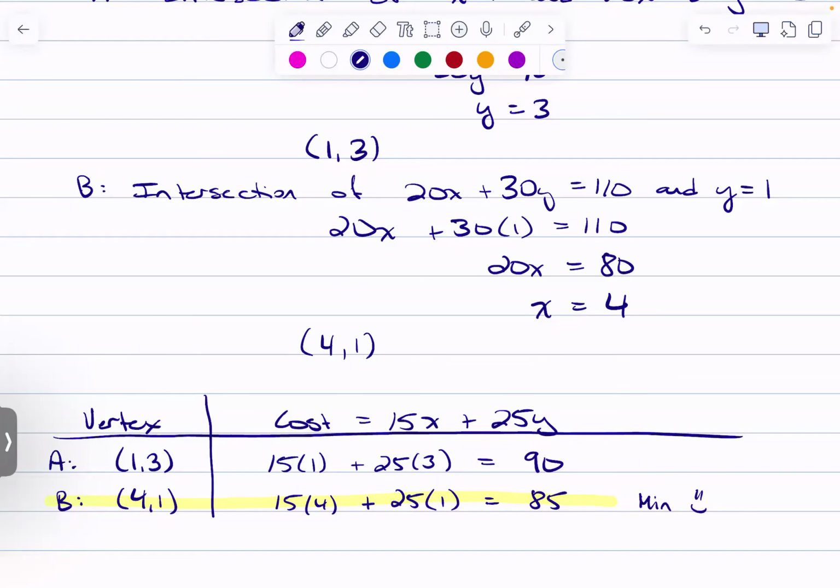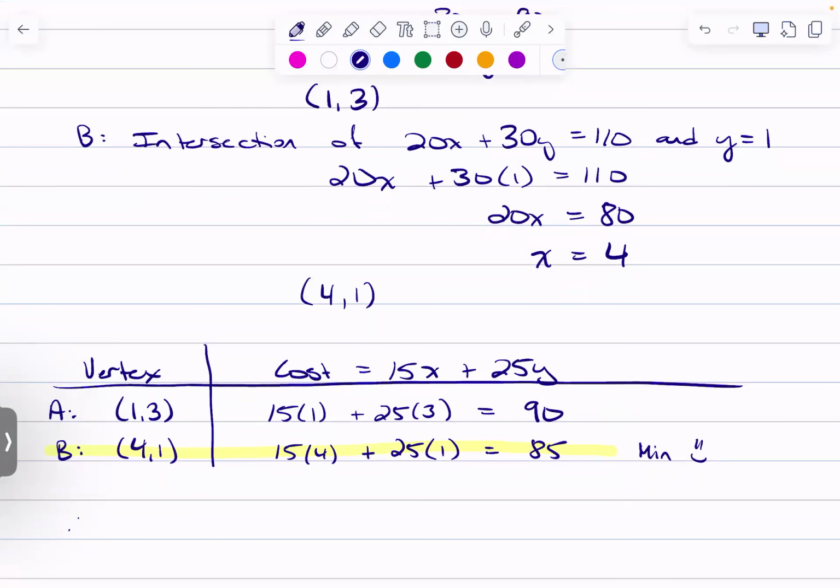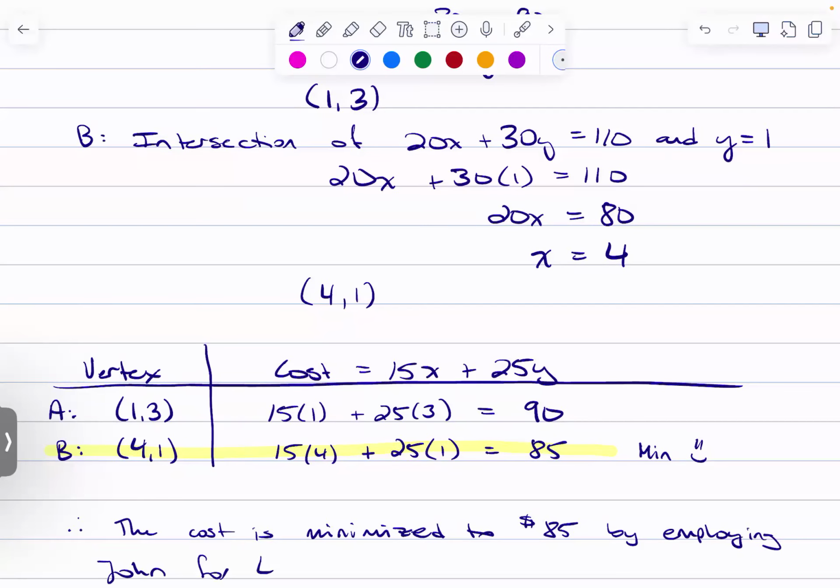I'll start writing maybe just my blurb here. Therefore, the cost is minimized. Yeah, I can do it. Minimized to $85 by employing John for 4 hours and Mary for 1 hour. I'll do 1 hour. Sneak it in there.